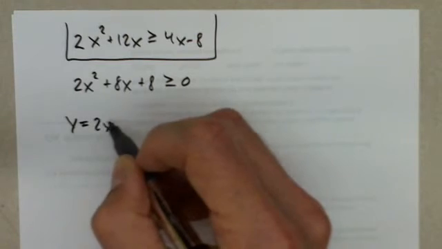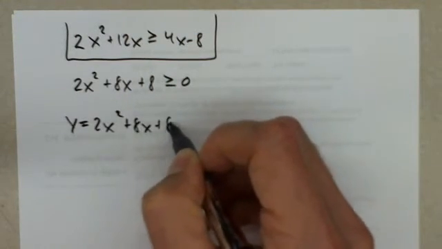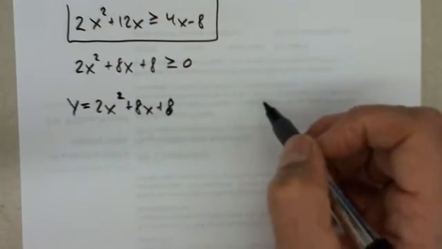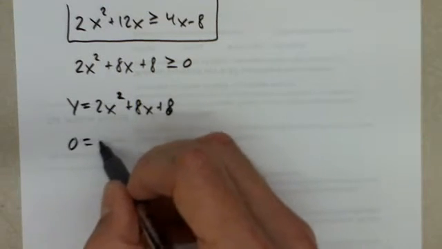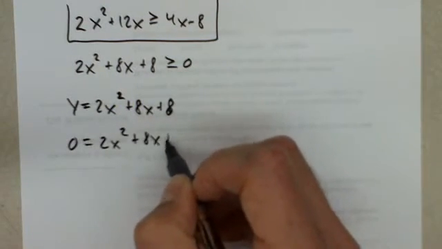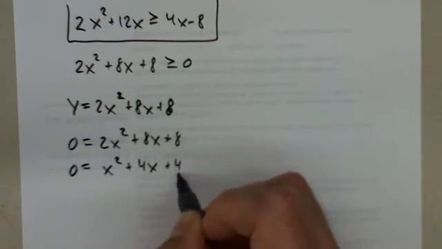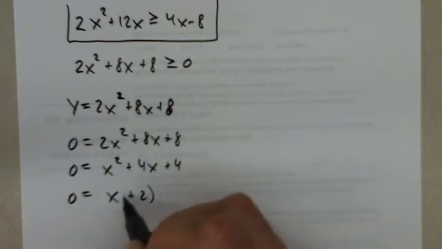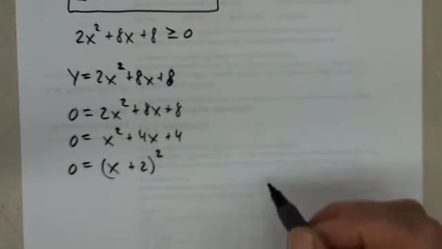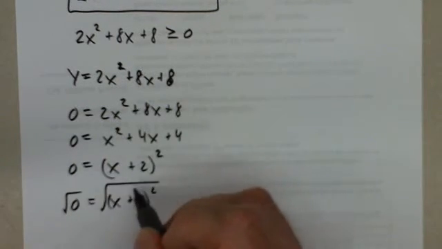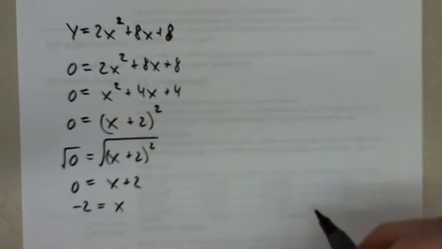So let's think of the graph of the left side of the equation. It's just a quadratic, so we don't need to do all the extra analysis. We can just find the x-intercepts. Let's divide everything by 2 and factor. All right, so we take the square root of both sides, and we get x equals -2.